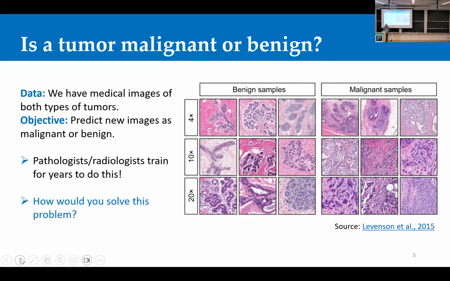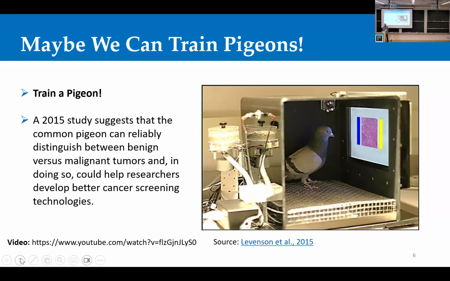So how do we solve this problem? With traditional machine learning, we would solve it by learning from examples, right? That was the main idea. But what these researchers did in 2015 was train pigeons to become doctors for telling apart these types of tumors. So before I show you, raise your hand if you think this idea works.